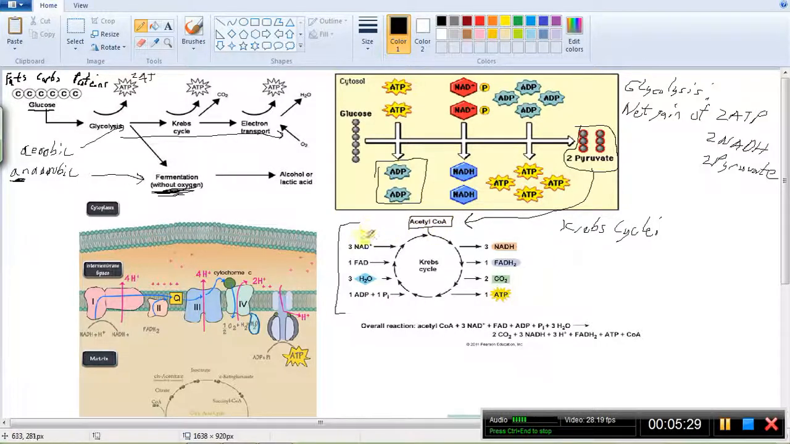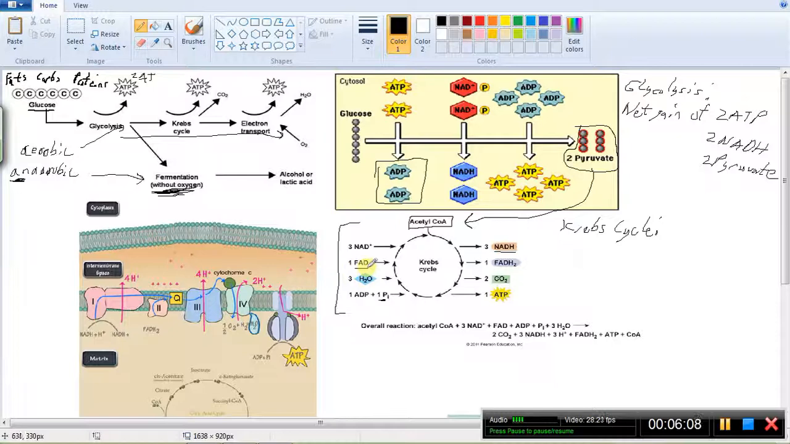We start in the Krebs cycle with 3 NAD+, 1 FAD, 3 waters, and then 1 ADP, plus Pi, which means the phosphate. So ADP has 2 phosphate molecules, diphosphate. ATP is triphosphate, so we have to add a phosphate on to make it ATP. And then notice we get out, just like in glycolysis, NAD turns into NADH. So here's our 3 NAD. We get out 3 NADH.